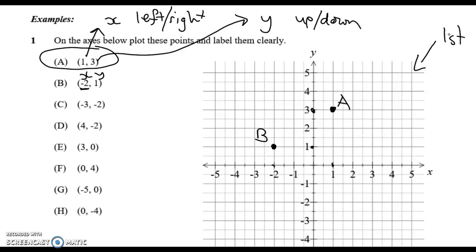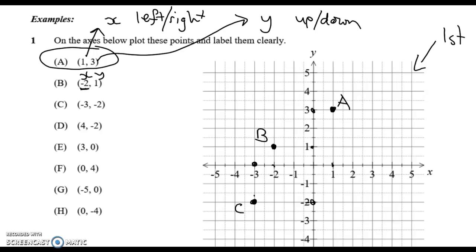Okay, so C, (-3, -2), so -3 on the x, -2 on the y. Where those intersect would be the point C. If I follow that along and I follow that along, that's the point C there, where I put that dot. Hopefully now you're starting to get a sense of how we position these different points on the number plane.